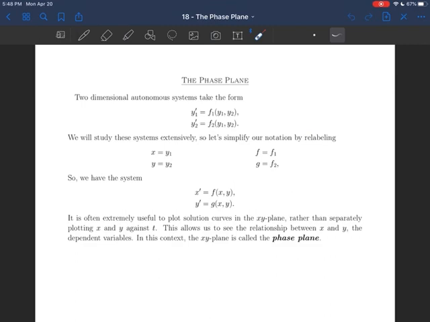So to begin, we're going to simplify our notation to some extent. A two-dimensional autonomous system takes on this form: y1 prime equals f1 of y1, y2, y2 prime equals f2 of y1, y2. But when we're looking at 2x2 systems, to make life simpler, we're just going to relabel y1 as x and y2 as y, and f1 and f2 are going to be called f and g, right? So we can rewrite the system as x prime equals f of x, y and y prime equals g of x, y. And we're going to stick with some standard notation. It's going to be pretty useful for us.